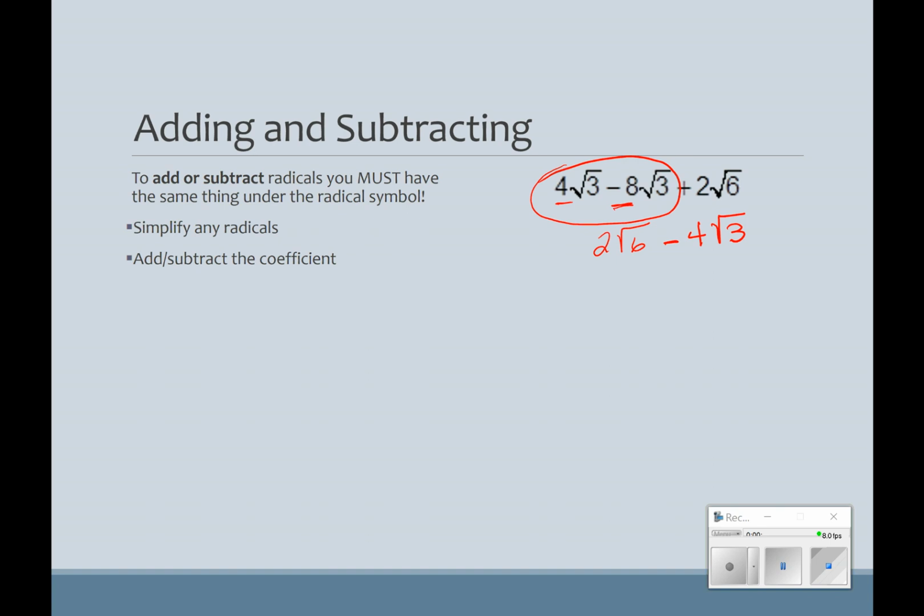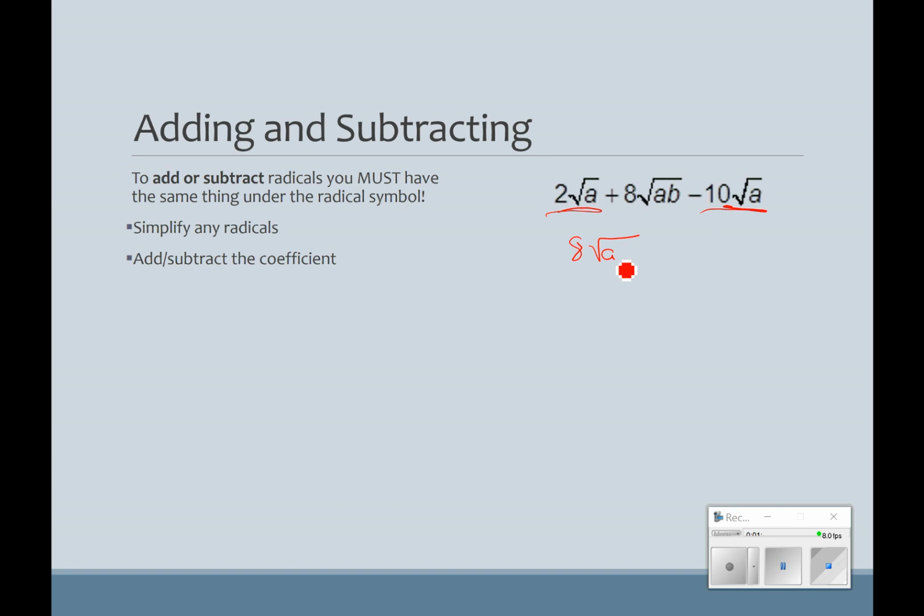Okay. So let's look at a couple more examples. It even works with variables. In this case, with the 2 root a plus the 8 root ab minus 10 root a, we're only going to combine the things with just the a. So we're not going to do anything with the 8 times the square root of ab. But 2 minus 10 is negative 8. So we combine those, and we get negative 8 root a. So our final answer is 8 times the square root of ab minus 8 root a.